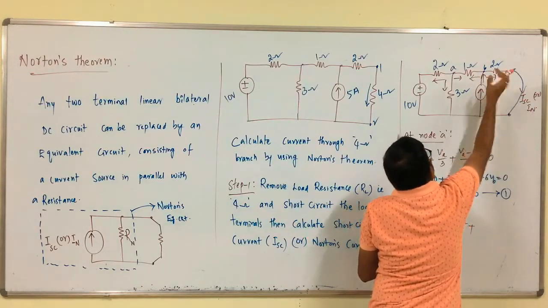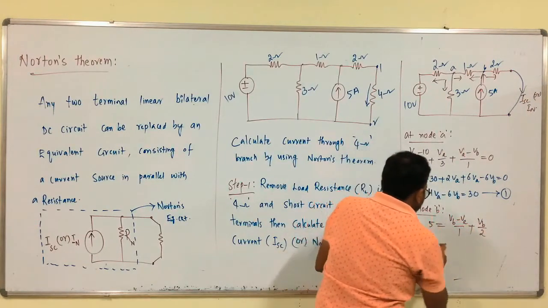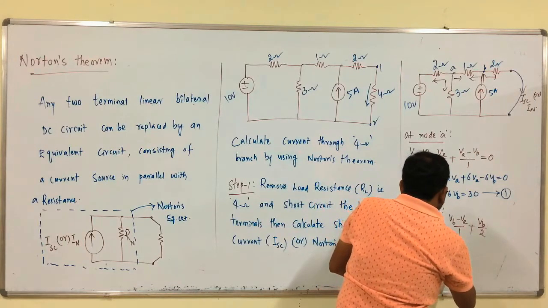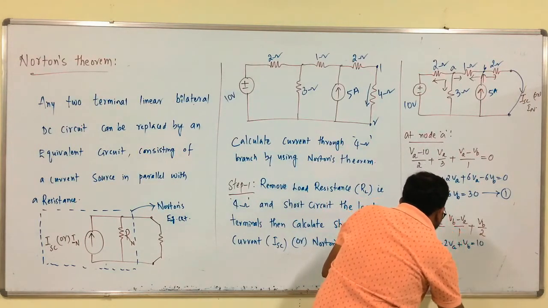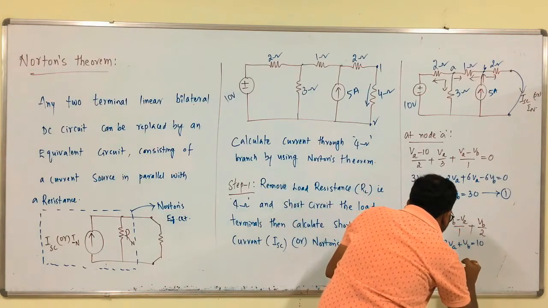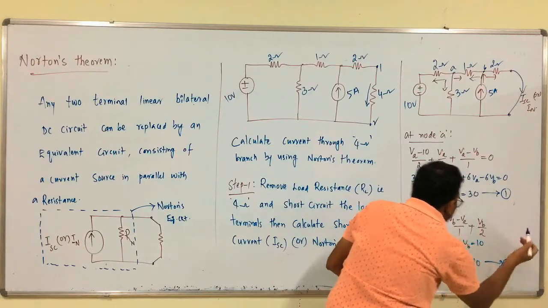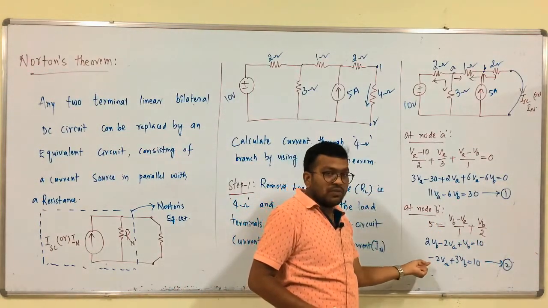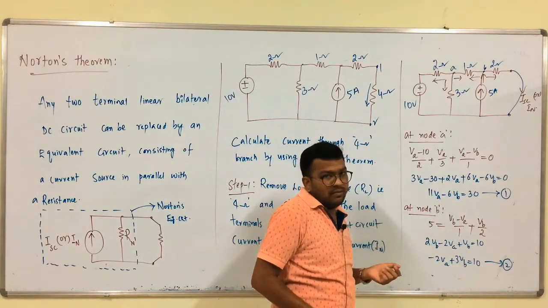Here we have one branch resistance, that is V B by 2. From this, 2 V B minus 2 V A plus V B is equal to 10. So, minus 2 V A plus 3 V B is equal to 10. So, this is equation 1 with respect to node A, this is equation 2 with respect to node B. By solving those two equations we will get V A and V B.